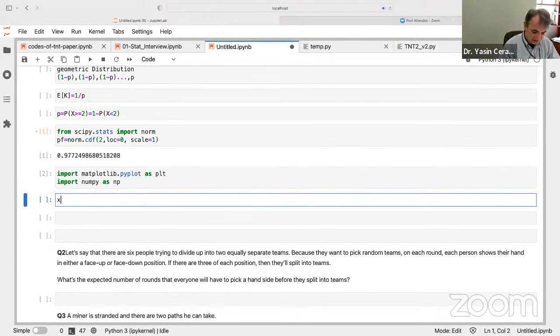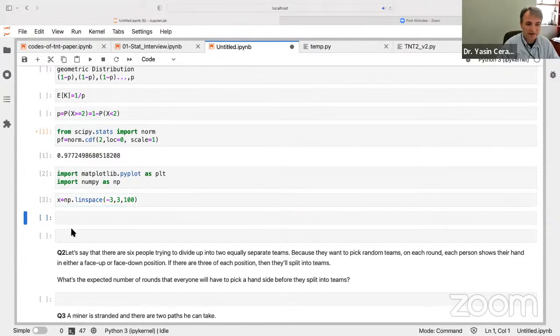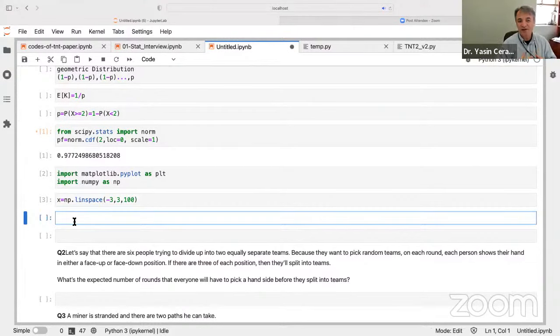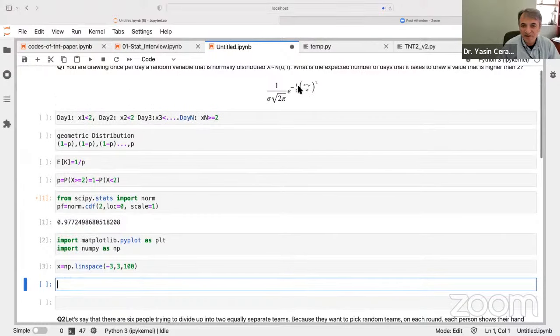So let me define a number line. This number line is between -3 and 3. Let me form 100 data points between -3 and 3. And also for your reference, I like doing this because I know that from time to time you may also need to write the code for this. So let us also write the code for the probability density function of a standard normal distribution with mean 0 and standard deviation 1.